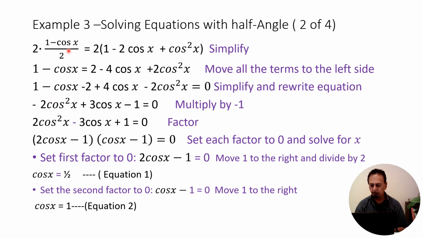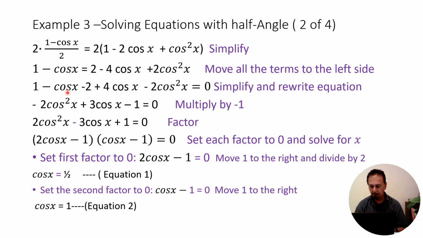So we have 2 times (1 minus cosine x) over 2 equals 2 times (1 minus 2 cosine x plus cosine squared x). Now we can cancel out 2 with 2, which gives 1 minus cosine x. Distribute 2: 2 times 1 is 2, minus 2 times 2 cosine x, 4 cosine x, and plus 2 cosine squared x. Move all the terms to the left side.